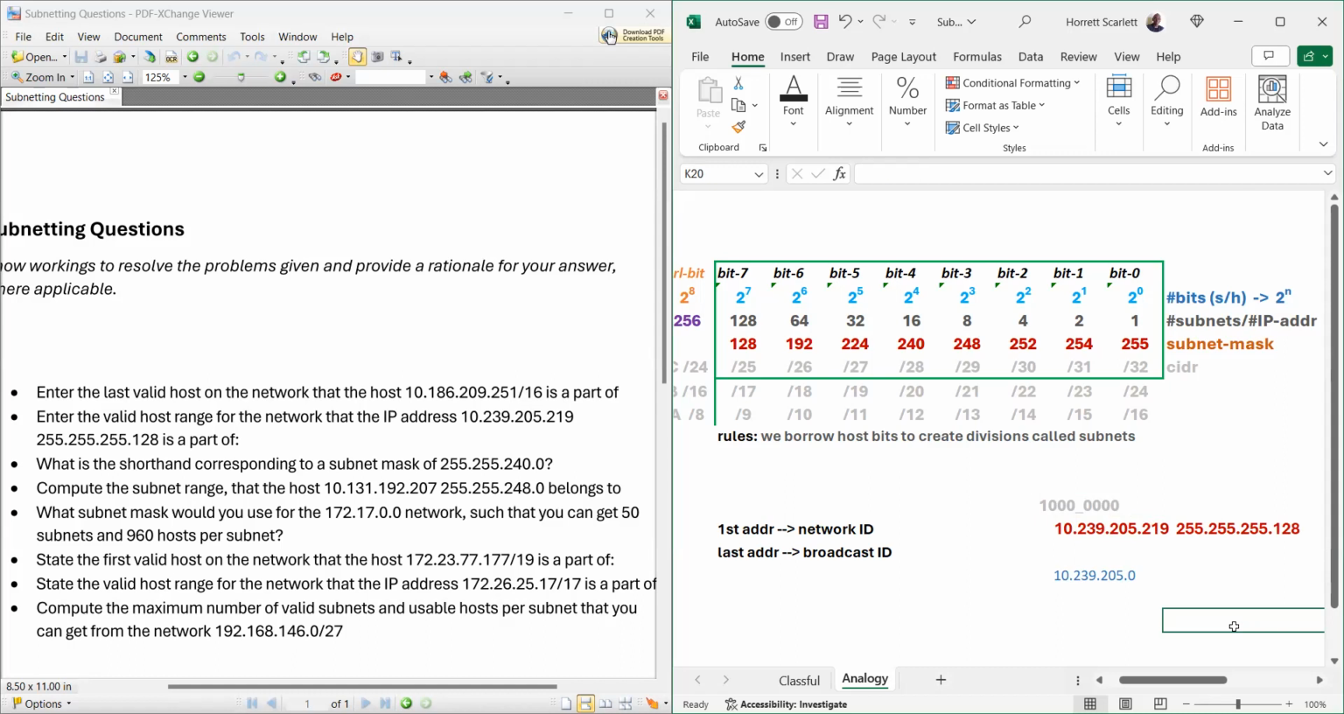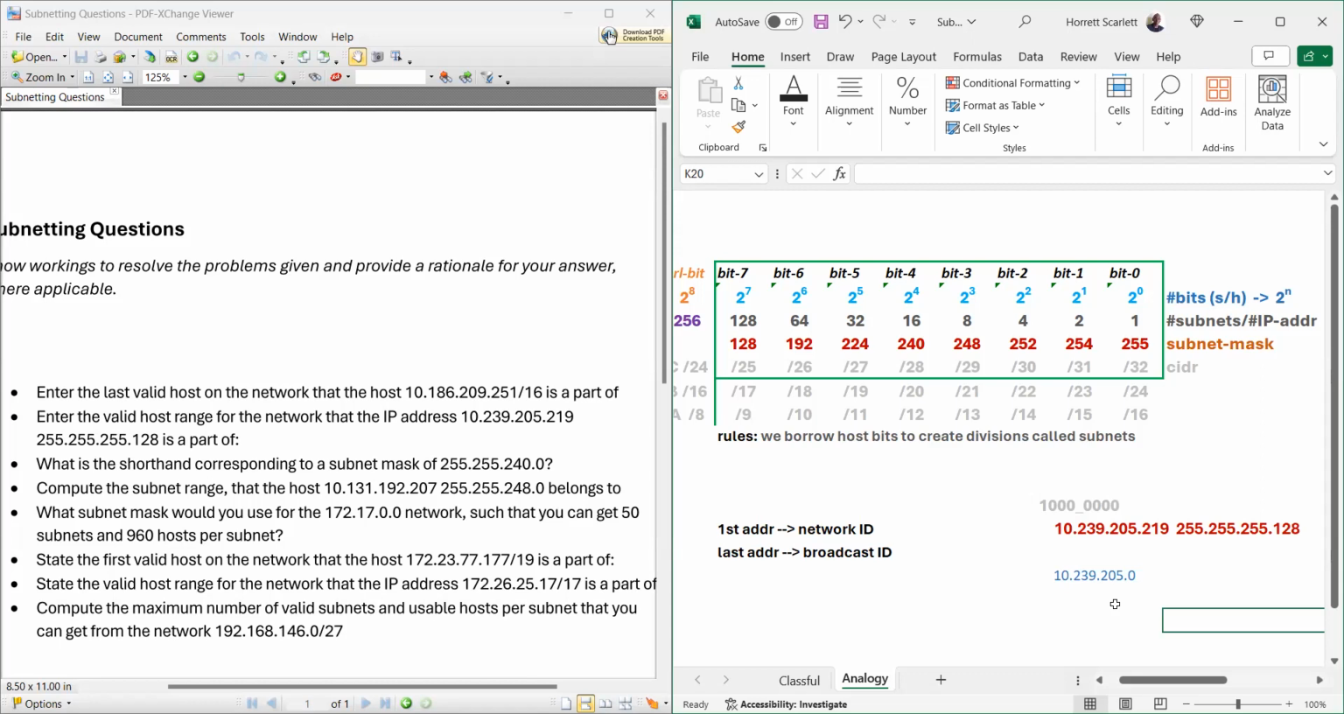So now comes the next question. If these three places remain constant, 10.239.205, then where is the subnetting being done? In which octet is the subnetting being done? Octet 1, octet 2, octet 3, or octet 4? Octet 4. Good.